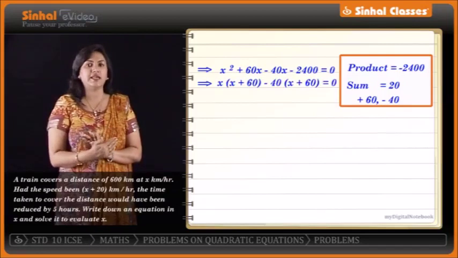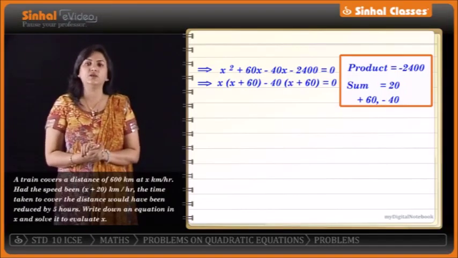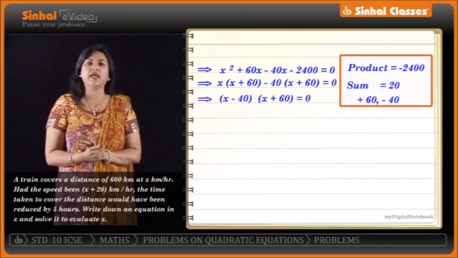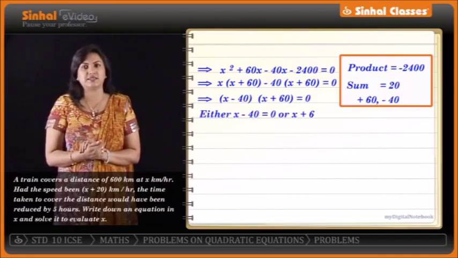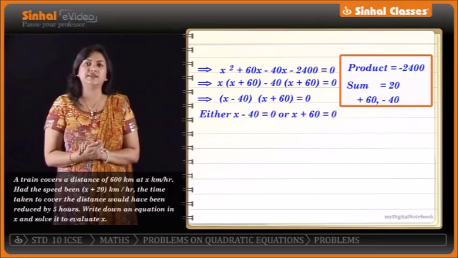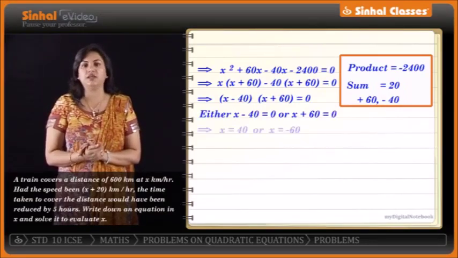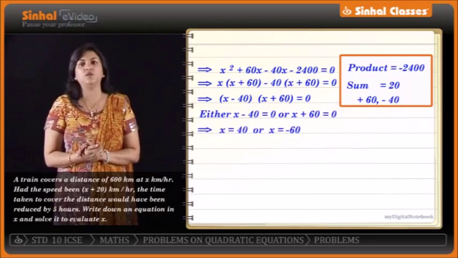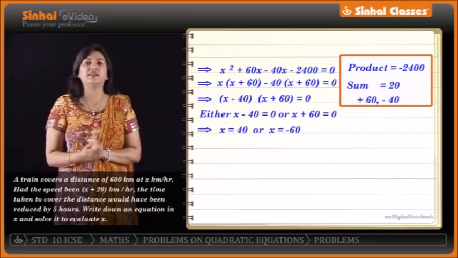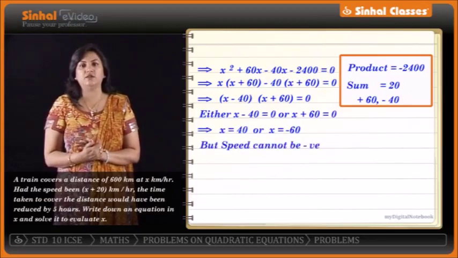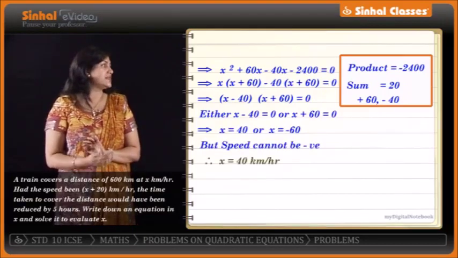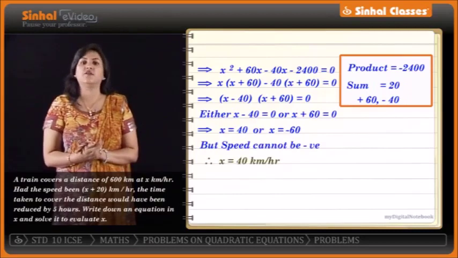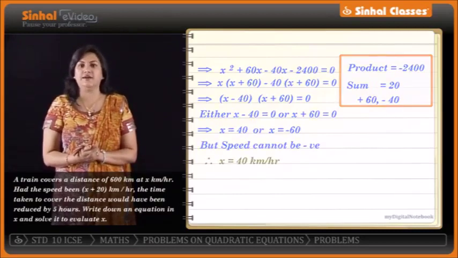That is, x minus 40 into x plus 60 is equal to 0. Either x minus 40 is 0 or x plus 60 is 0. That is, x is equal to 40 or x is equal to minus 60. But x cannot take negative value, so x is equal to 40. That is, the speed is 40 km per hour.